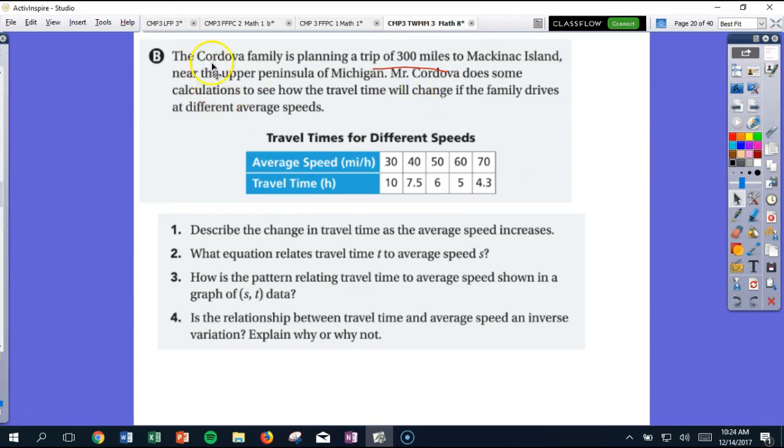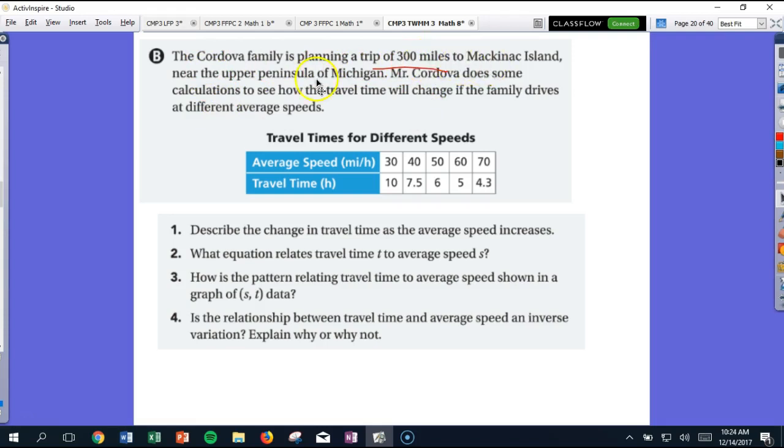Part B: the Cordova family is planning a trip of 300 miles from Mackinac Island in the Upper Peninsula of Michigan. Mr. Cordova does some calculations to see how the travel time will change if the family drives at different average speeds. At an average speed of 30 miles an hour, 40, 50, 60, and 70, this is how much time it will take. Again, we want to describe the change in travel time as the average speed increases. As the speed increases, what's happening to time here? What equation relates travel time t to average speed s? How is that pattern shown in a graph?